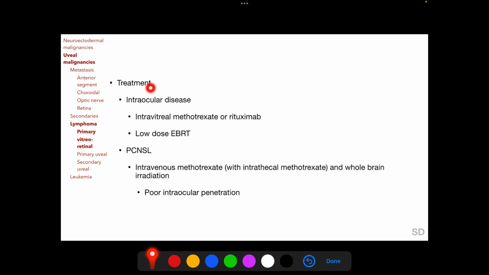The intraocular disease or PVRL is treated with intravitreal chemotherapy with methotrexate or rituximab, or with low-dose EBRT if there is no response to intravitreal chemotherapy. And the central nervous system lymphoma is treated with intravenous methotrexate with intrathecal methotrexate and whole brain irradiation. Intravenous methotrexate alone is not sufficient for treatment of PVRL because of poor intraocular penetration of methotrexate, and so methotrexate for PVRL should be given by intravitreal injection.